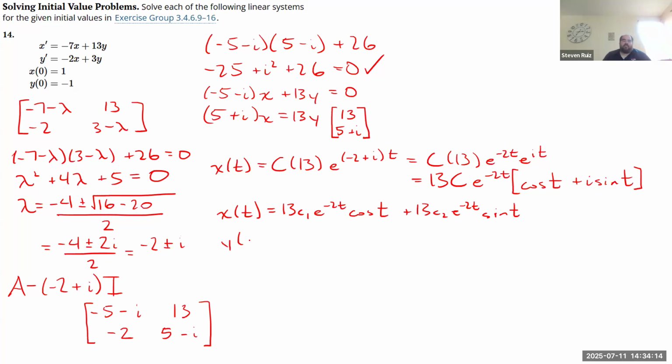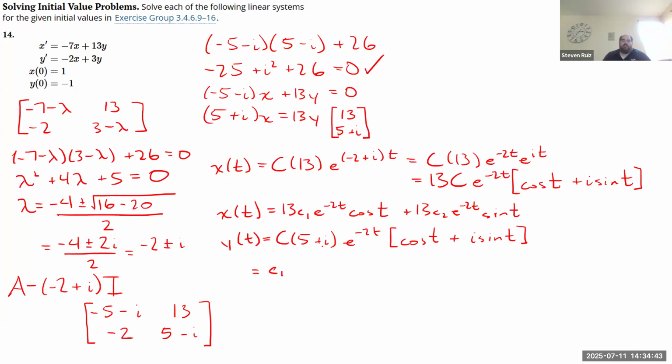So now let's deal with y of t. y of t equals capital C times 5 plus i times e to the negative 2t times cosine t plus i sine t. All right, so now we can break up the real and imaginary parts.